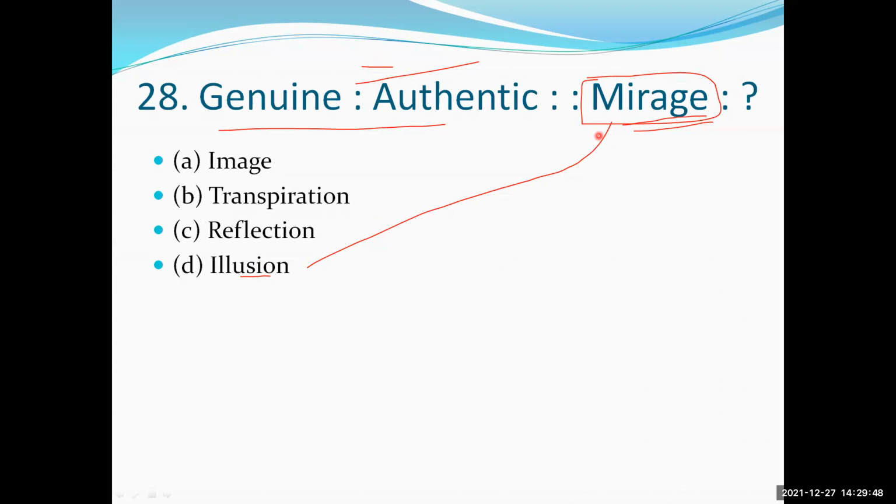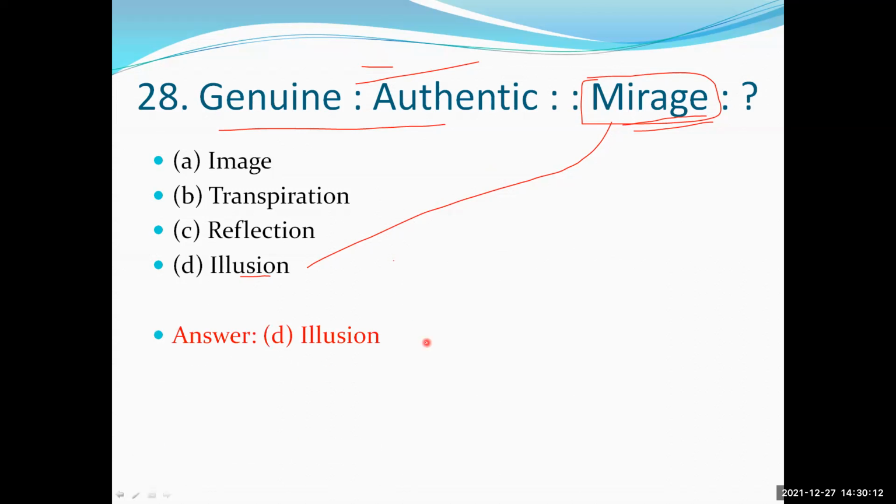Another example can be given of the horizon. At a long distance you see that the sky reaches the earth at one particular place, but that is not the fact. If you reach that place, you'll again see the same horizon at a long distance. So the horizon is also not the reality.